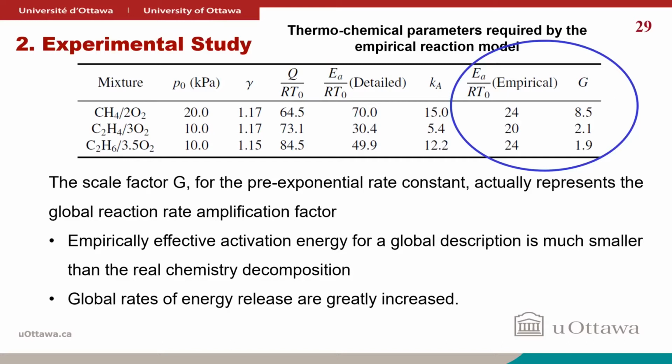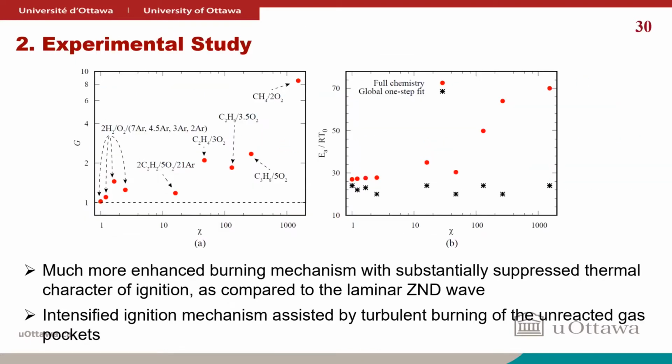Obviously, the effective activation energy for global description is much smaller than the real chemistry decomposition, particularly for methane-oxygen detonations. At the same time, the global rates of energy release are greatly enhanced, as indicated by the reaction rate amplification factor G. While for the less unstable hydrogen-oxygen-argon system, the amplification factor G tends to 1, as shown in Figure A, and also the calibrated effective activation energy is almost the same with the real chemistry decomposition as can be seen from the Figure B.